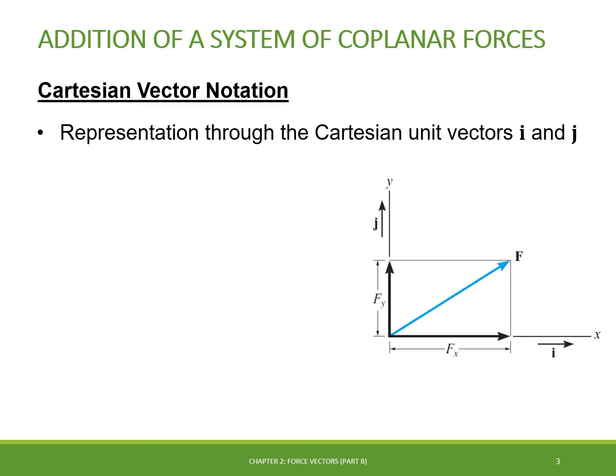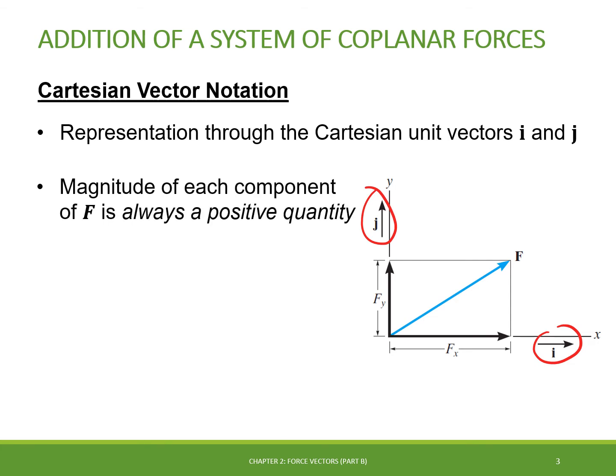It's also possible to represent the x and y components of a force through what we call the Cartesian vector notation, which uses the Cartesian unit vectors i and j. These two vectors are called unit vectors because they have a magnitude of 1, with no dimension, and they are used to designate the directions of the vector in the x and y axis.